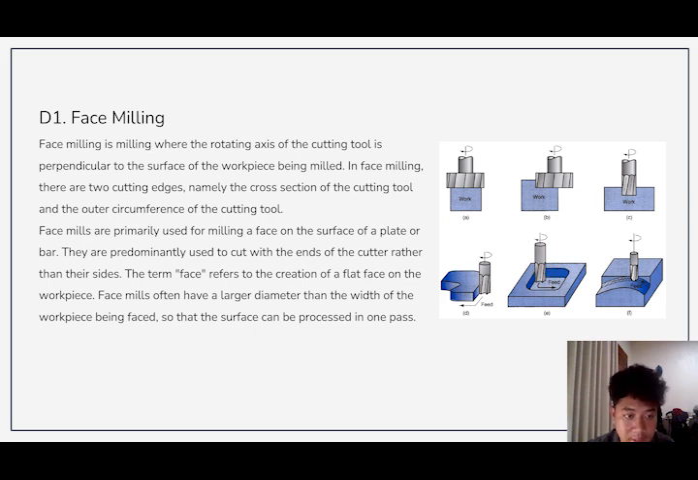Face mills are primarily used for milling a face on the surface of a plate or bar. They are predominantly used to cut with the end of the cutter rather than their sides. The term face refers to the creation of the flat face of the workpiece. Face mills often have a larger diameter than the width of the workpiece being faced, so that the surface can be processed in one pass.